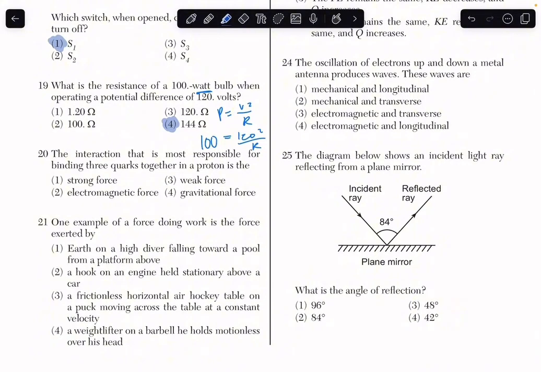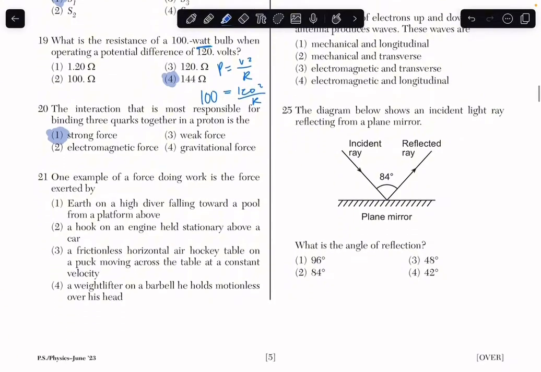20. The interaction that is most responsible for binding 3 quarks together in a proton is the strong force. So remember, it's strong force because this is like the most powerful thing ever. You're binding together these 3 tiny particles. You need a strong force in order to do that. It's not going to be electromagnetic. Why would it be weak, and why would it be gravitational? So it's obviously strong force.